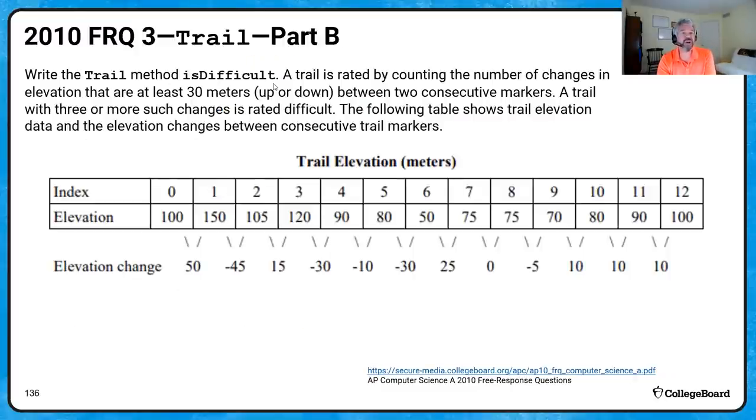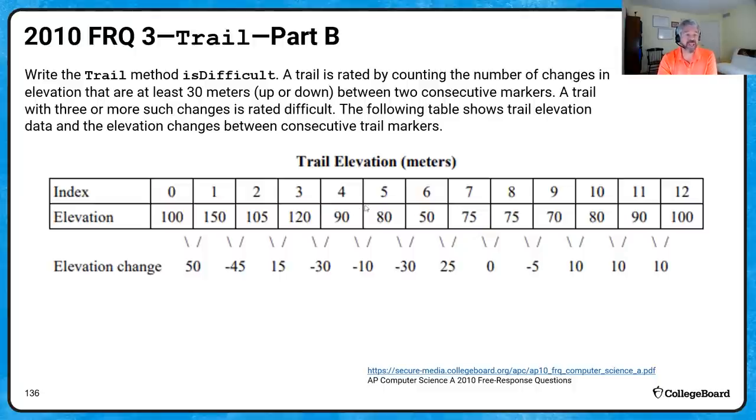Part B says we're going to write the difficult trail method. It says a trail is rated by counting the number of changes in elevation that are at least 30 meters, either up or down. That's important, that we make sure we're looking at both up and down between two consecutive markers. A trail with three or more such changes is a difficult trail. Okay, that would be a tough one.